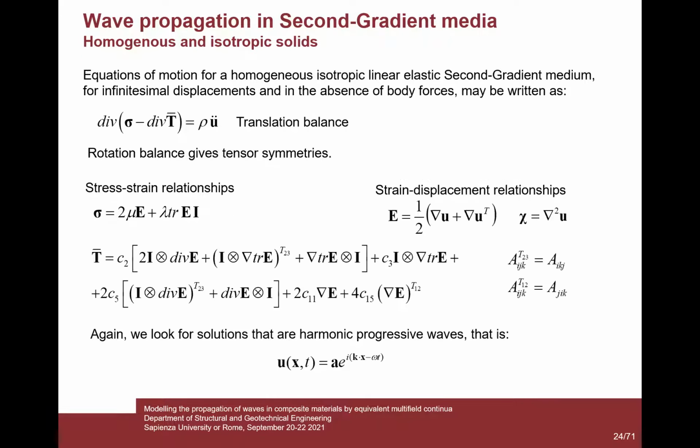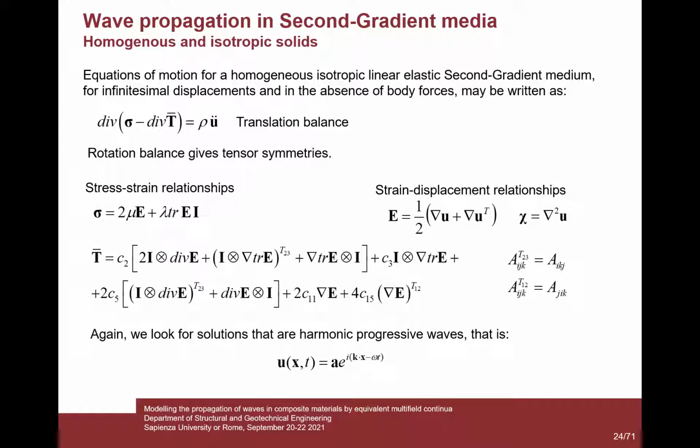we have only balance equations representing the translation balance, which are these ones, meaning that to the divergence of the stress, something adds up. And this is the divergence of the coupled stress tensor. Again, we do the same job we did before.